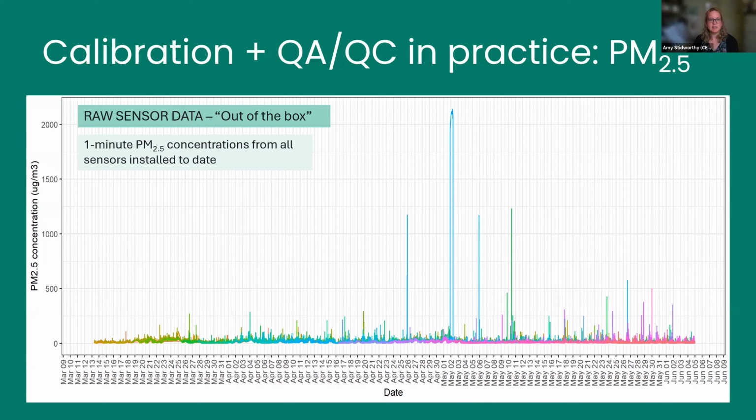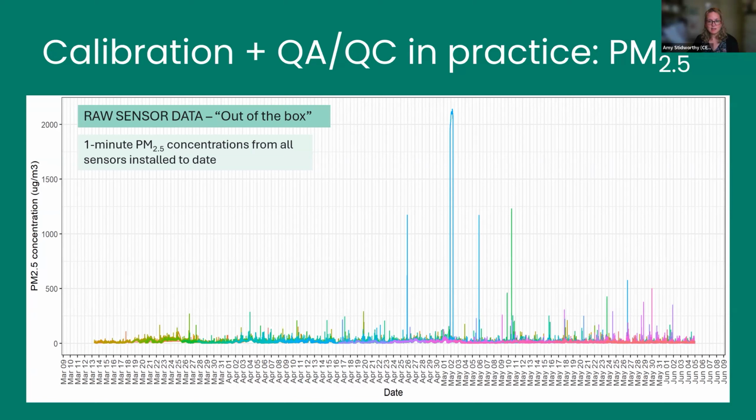I just thought you'd like to see a graph showing the raw data. This is a graph of all the raw data that we've collected since the beginning of March. These are the out-of-the-box 1 minute PM2.5 concentrations from all the sensors installed to date. We have data going back to the 13th of March.